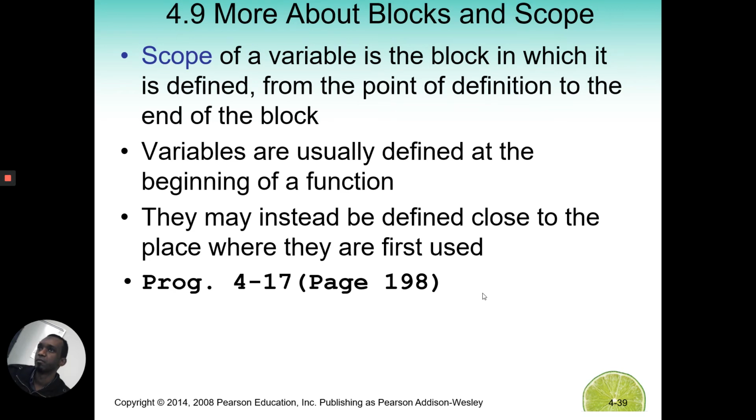And then more about blocks and scope. The scope of a variable is the block in which it's defined, from the point of definition to the end of the block. Variables are usually defined at the beginning of a function. They may instead be defined close to the place where they are first used. Did we discuss scope when we were discussing variables? No. Okay.